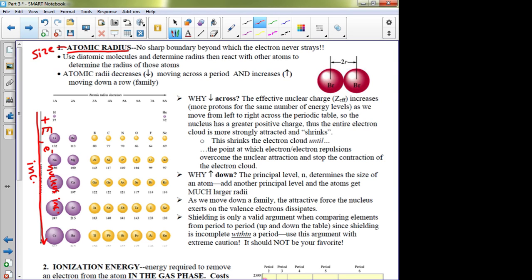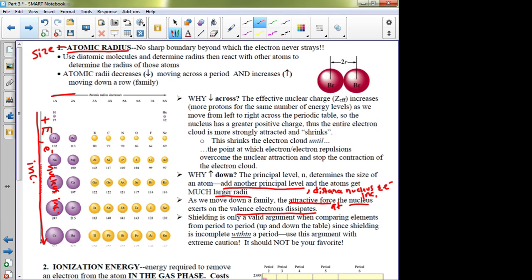Could you say, okay, the repulsive force from the inner electrons is stronger than the attractive force? I wouldn't go there. I would just say as you add more energy levels, the distance between the nucleus and the electrons increases. So the attractive force the nucleus has on the electrons decreases, so we're going to end up with a much larger radius. Do you understand that? Okay.